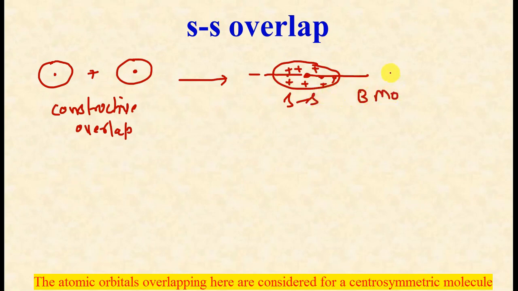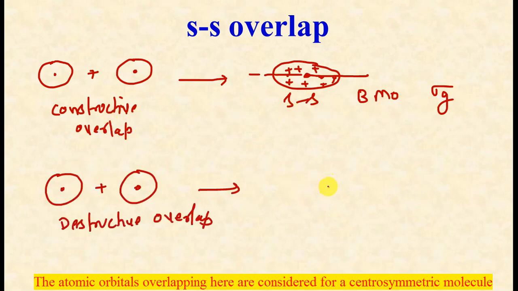and is having a center of inversion, and because it is having a center of inversion and is symmetric, we will write it as sigma g, because ss overlap always results in the formation of sigma g. So this was the constructive overlap.